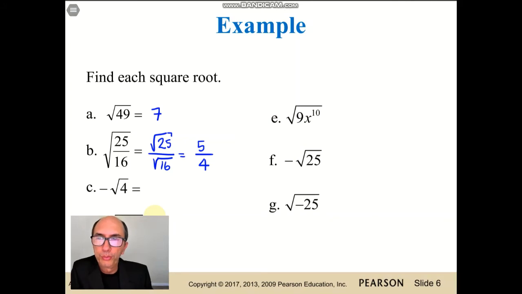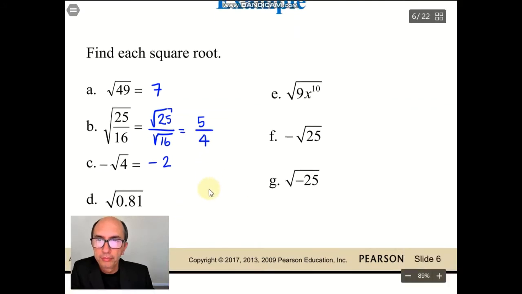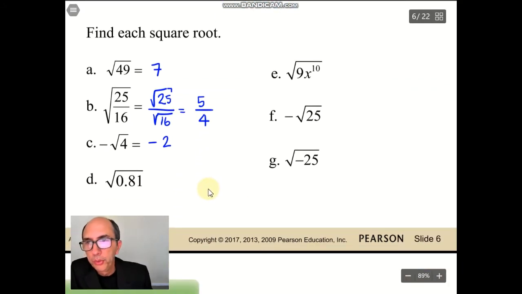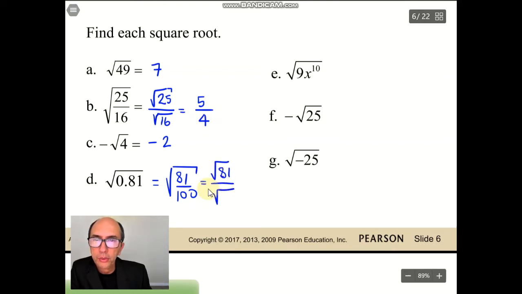Negative square root of 4. So the negative is outside the square root, in front of the square root. That means negative, and the square root of 4 is 2. Square root of 0.81. This can be rewritten as 81 over 100, right? Square root of 81 over 100, which is the same thing as the square root of 81 over the square root of 100, which is 9 over 10, or 0.9.